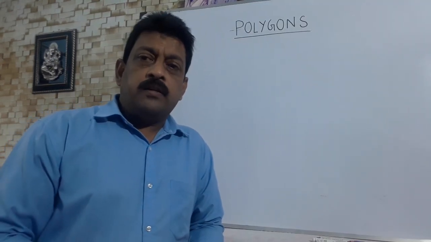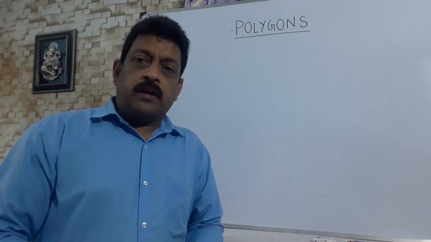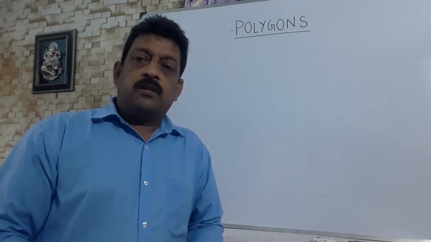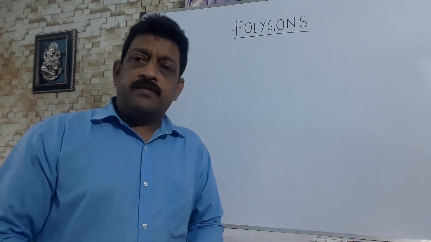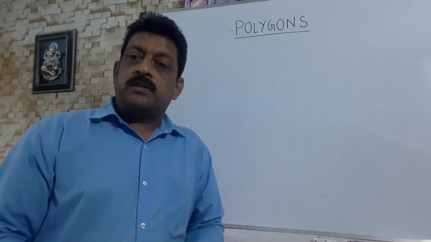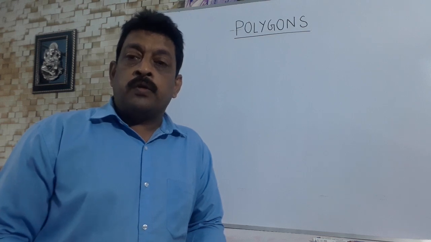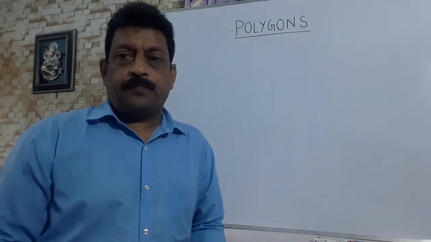If a polygon has three sides, then it is known as a triangle. If a polygon has four sides, it is known as a quadrilateral. If a polygon has five sides, it is known as a pentagon. Six sides, it is known as a hexagon. Seven sides, it is known as a heptagon, octagon, nonagon, decagon, and so on.